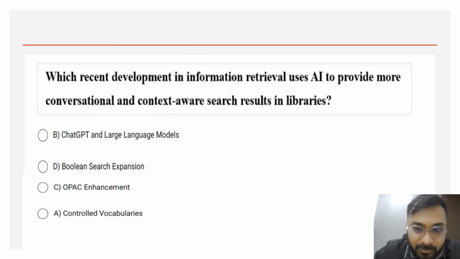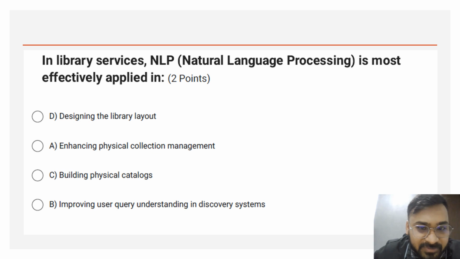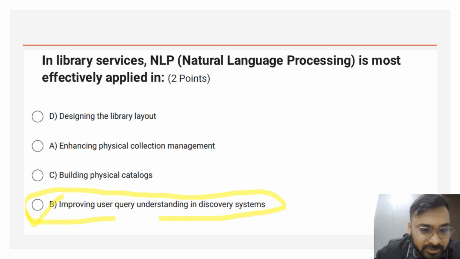Which recent development in information retrieval uses AI to provide more conversational and context-aware search results in libraries? Boolean search, no. Opaque enhancements, no. Controlled vocabularies, that is also not. This is ChatGPT and large language models. So in library service, NLP, natural language processing, is most effectively applied where? Designing the library layout, enhancing physical collection management, building physical catalog, improving user query understanding in discovery system. Just to understand the user query, that is really important here.